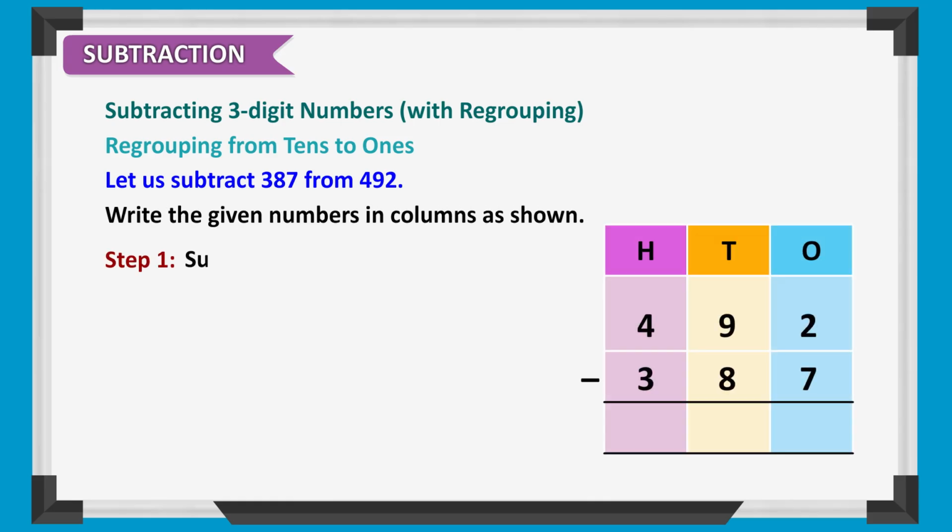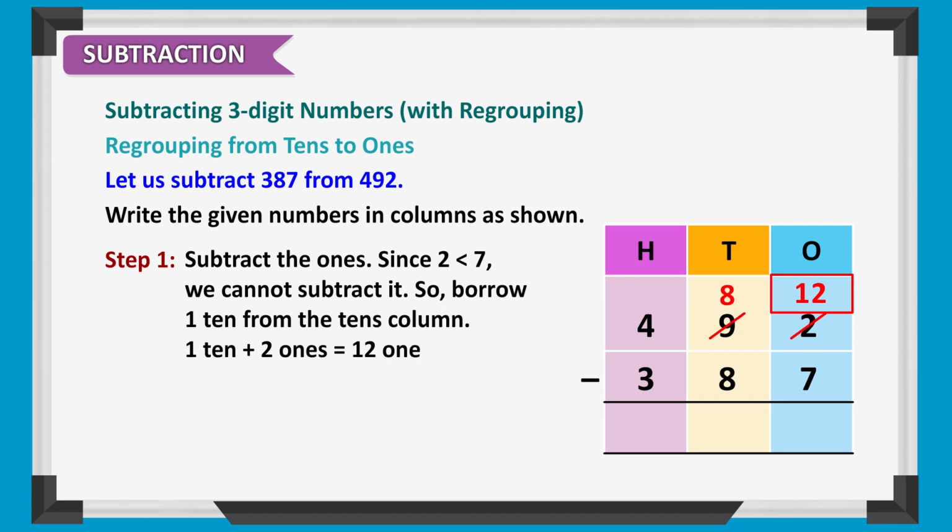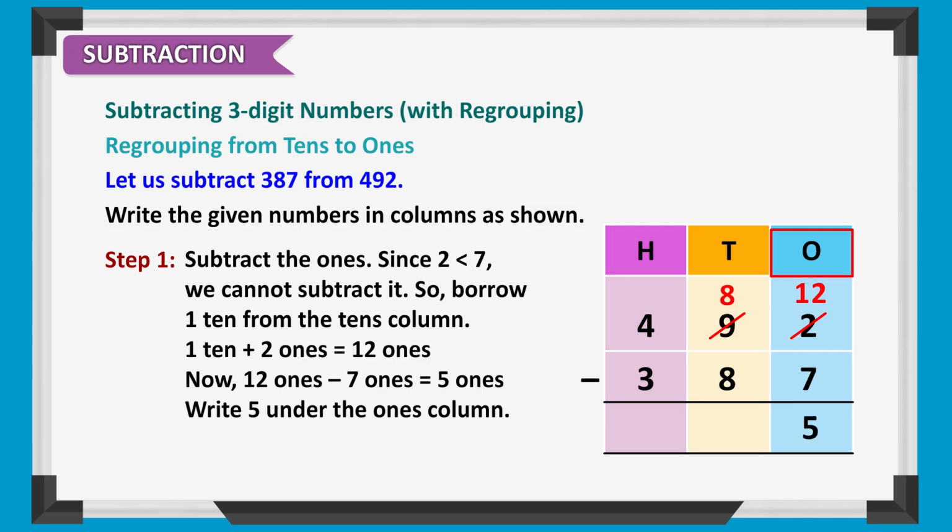Step 1. Subtract the ones. Since 2 is smaller than 7, we cannot subtract it. So, borrow 10 from the tens column. 10 plus 2 ones is equal to 12 ones. Now, 12 ones minus 7 ones is equal to 5 ones. Write 5 under the ones column.